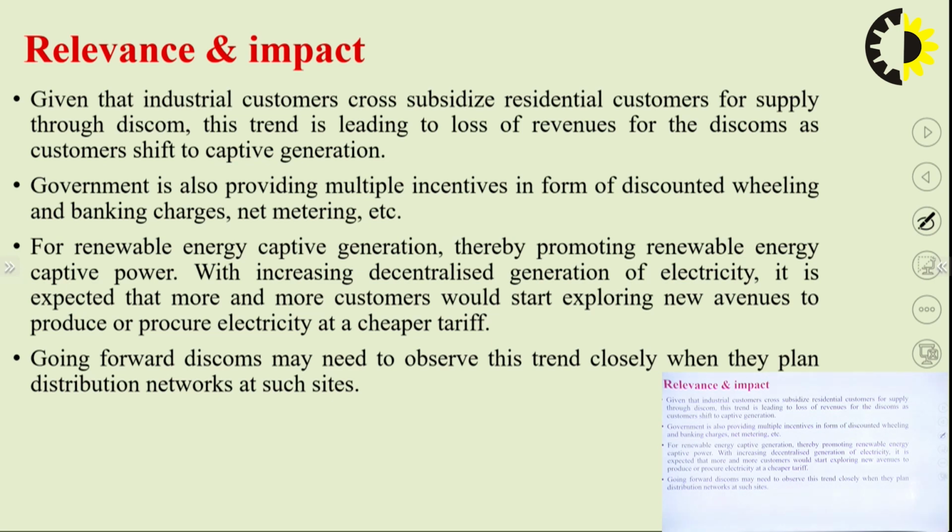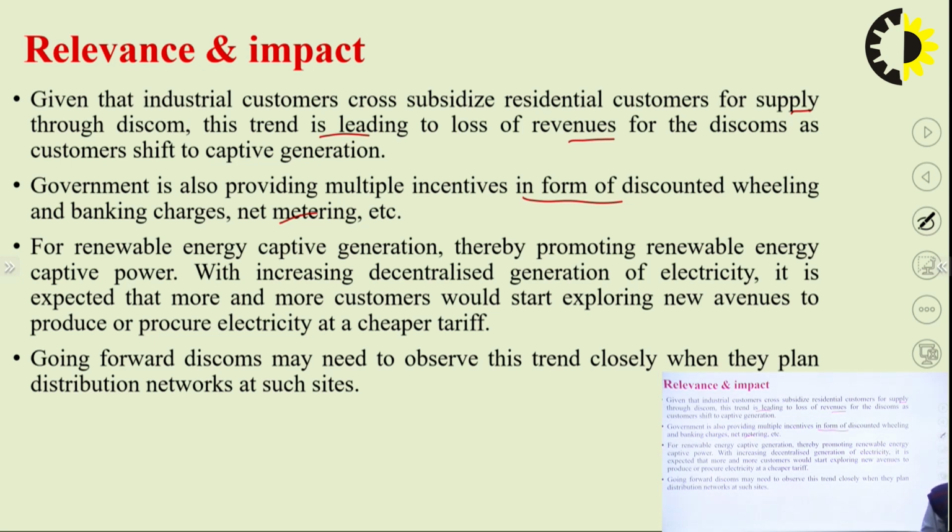Given that industrial customers cross-subsidize residential customers for supply through DISCOMs, this trend is leading to loss of revenues for the DISCOMs as customers shift to captive generation. The government is also providing multiple incentives in the form of discounted billing and banking charges and net metering for renewable energy captive generation, thereby promoting renewable energy captive power with increasing decentralized generation of electricity.